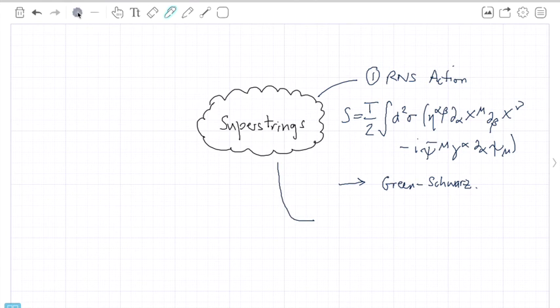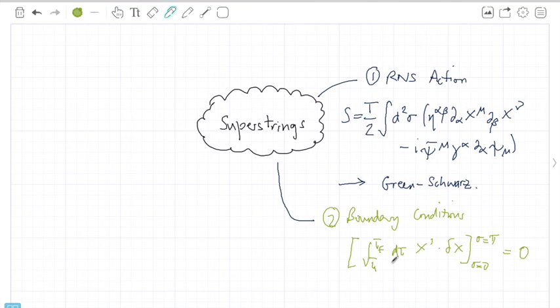In the second section, we examine the boundary conditions on a superstring by varying the string action and requiring it to be 0 for configurations obeying the equations of motion. For the bosonic string, we get the famous boundary requirement that the integral between the initial and final worldsheet times of x prime delta x evaluated at sigma is 0 and sigma is pi must vanish.